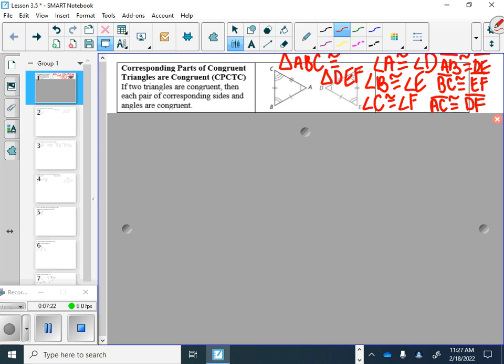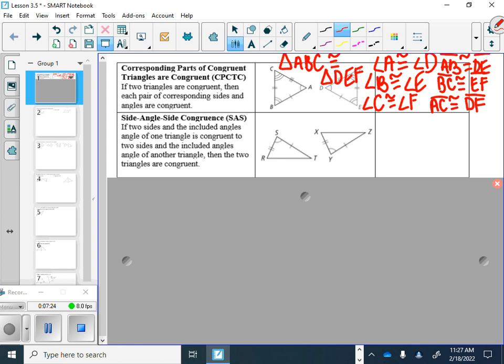Alright. There are 5 triangle congruence theorems that we're going to talk about. We're going to talk about 2 of them today. We'll talk about the other 3 on Monday. Okay? The first one is called side angle side, or SAS. So if I have 2 sides and the included angle, write this down, the included angle is the angle between the 2 sides.